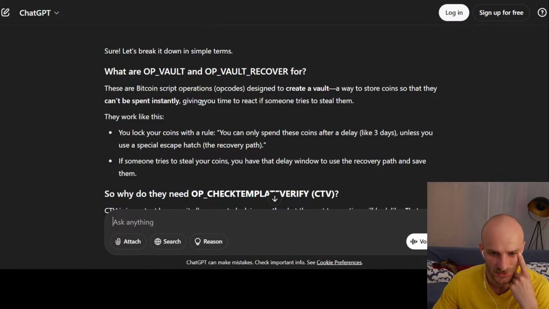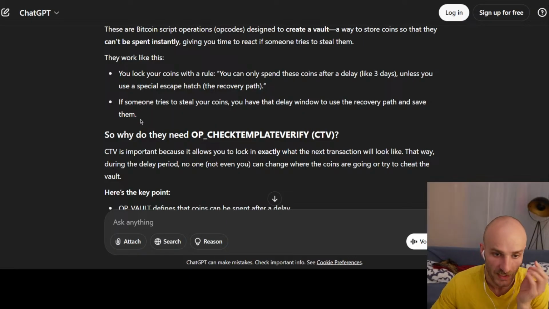These are Bitcoin script operations designed to create a vault, a way to store coins so that they can't be spent instantly, giving you time to react if someone tries to steal them. They work like this. You lock your coins with a rule: you can only spend these coins after a delay, like 3 days, unless you use a special escape hatch, the recovery path. If someone tries to steal your coins, you have that delay window to use the recovery path and save them.